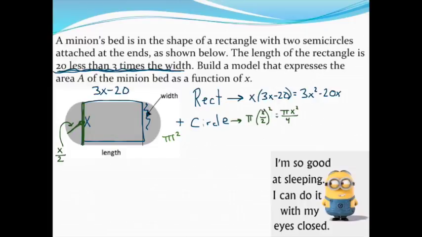So to finish this problem and write my expression for the total area of this figure, I'm just going to add these two individual areas together. And to write them as a function of x, once again I'll do this. A of x is equal to, and there are no like terms, so I'm just going to list these pieces all added together separately. So 3x squared minus 20x, and I want to add on to that pi x squared over 4. And so here's the function that I'm looking for that will model the area of this figure.